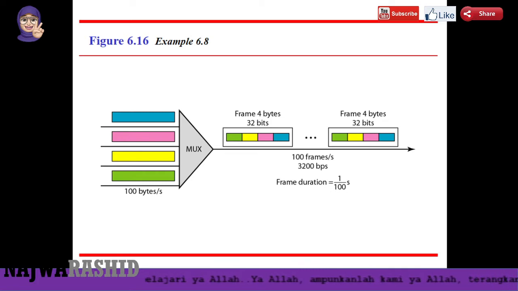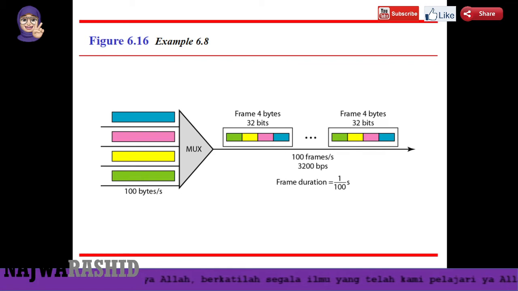Next, how many frames can we generate? Each of the channels has 100 bytes per second. We take 1 byte, 1 byte, 1 byte, 1 byte for 1 frame, then another 1 byte from each for another frame. So logically, you must have 100 frames, so you have 100 frames per second. So the frame duration is 1 over 100.